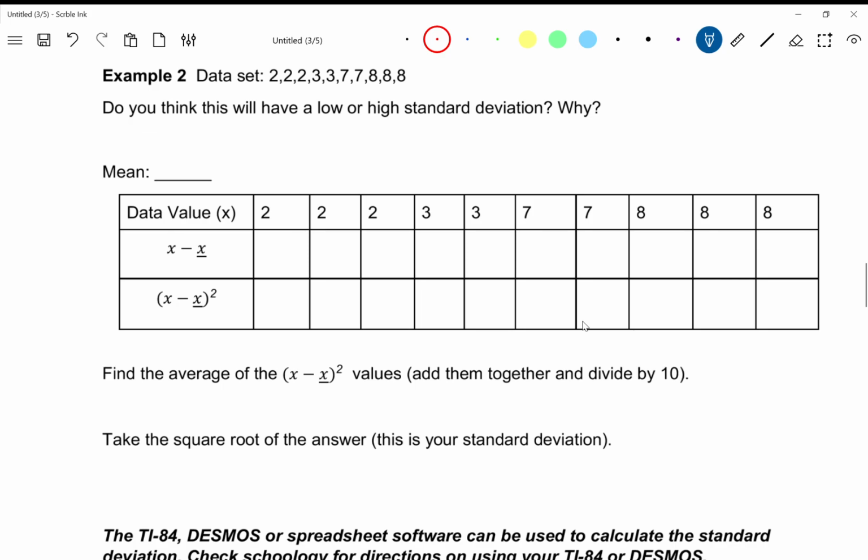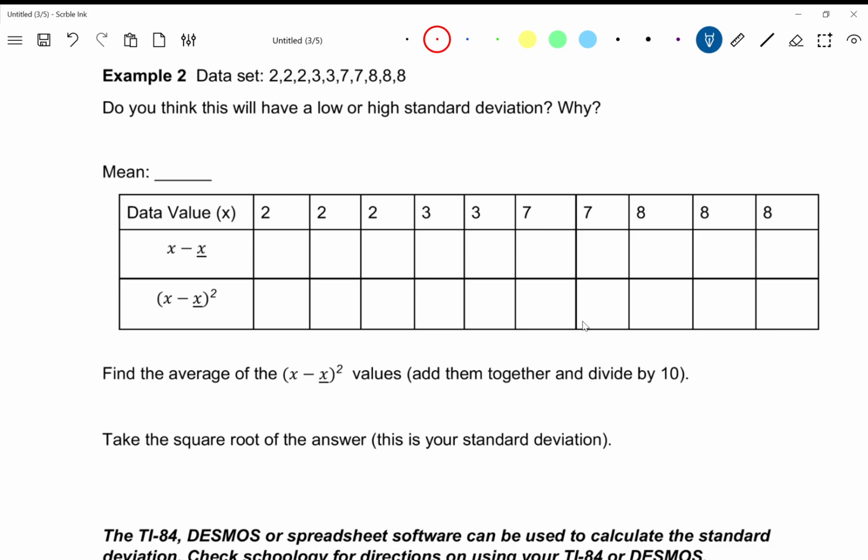Okay, so we've got another example. I want you guys to try a little bit of it on your own during this one. We've got a data set of 2, 2, 2, 3, 3, 7, 7, 8, 8, 8. Do you think this is going to have a low or high standard deviation? I'm going to expect it to be a little bit higher than the other one because the numbers aren't very concentrated towards the middle. In fact, they're more spread out towards the outsides.